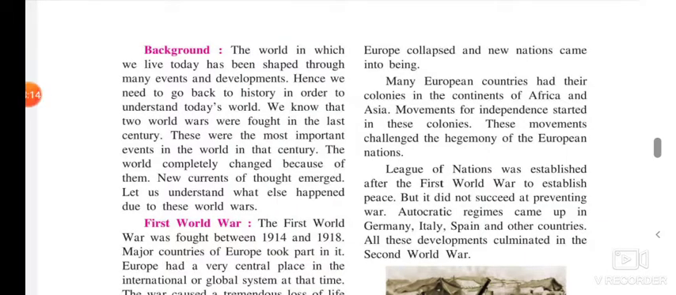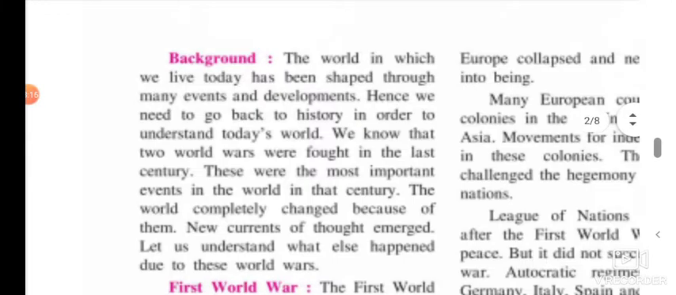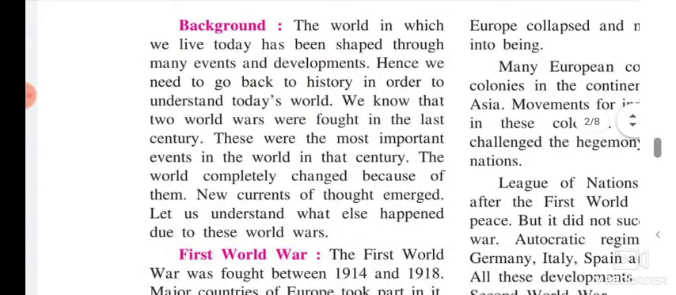Our next topic is background. The world in which we live today has been shaped through many events and developments. Hence, we need to go back to history in order to understand today's world. We know that two world wars were fought in the last century. These are the most important events in the world in that century. The world completely changed because of them. New streams of thought emerged. Let us understand what has happened due to these two world wars.